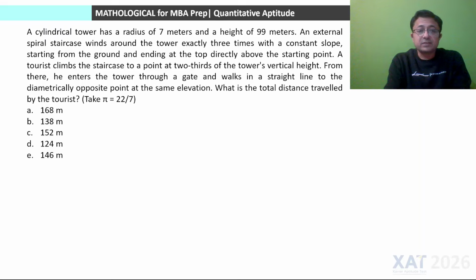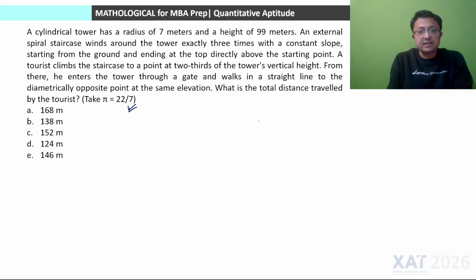So a tourist climbs the staircase to a point at 2/3 of the tower's vertical height. From there, he enters the tower through a gate and walks in a straight line to the diametrically opposite point at the same elevation. So what is the total distance traveled by the tourist? And we have to take pi ka value equal to 22/7.